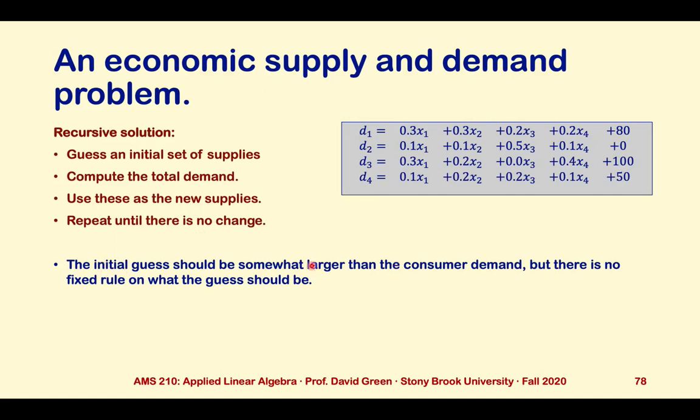The initial guess should be at least as big as the consumer demand, because we know that's a lower limit of what we need.